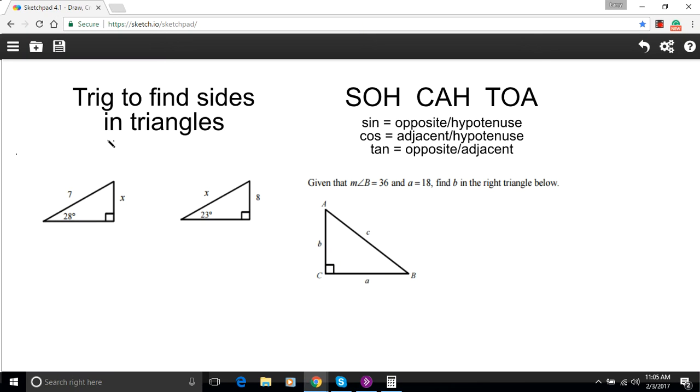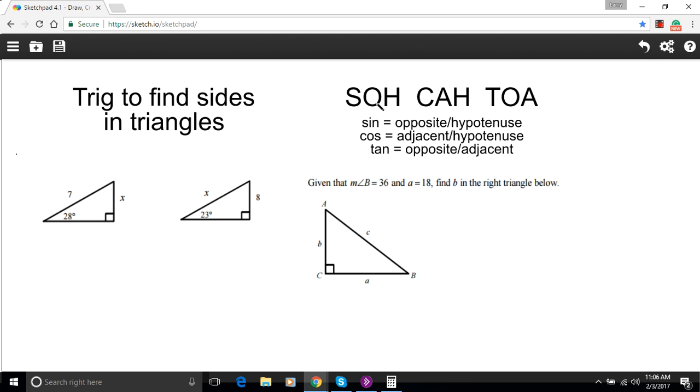Here we are using trig to find the lengths of sides in triangles. And to do this, we need to remember which trig function we use for which sides. And we do that with this handy device here, SOHCAHTOA. You say it a lot, you'll remember it.